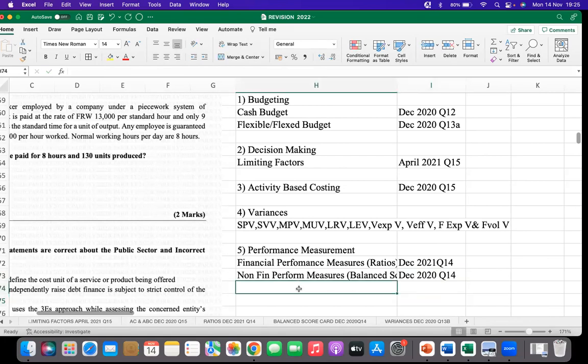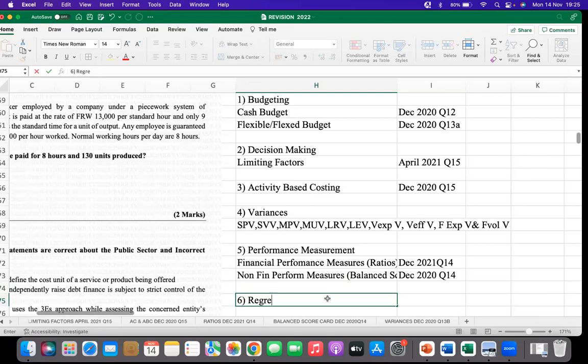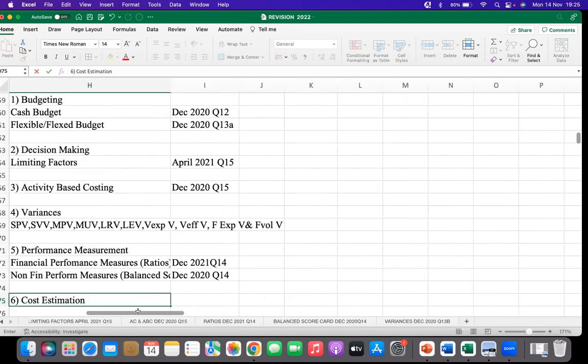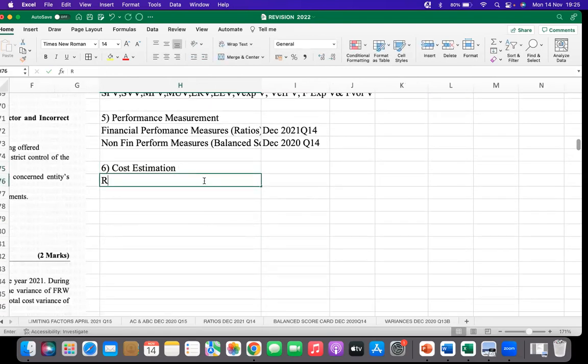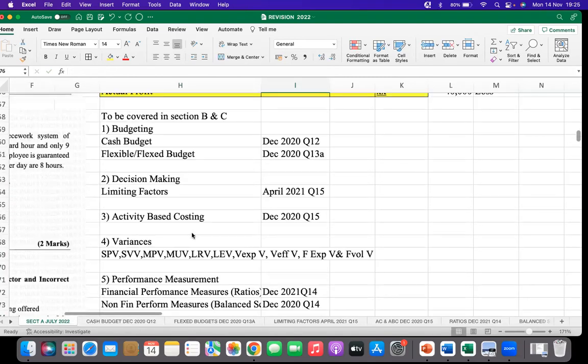Next, we will look at regression analysis under cost estimation. Last time, I think they said high-low method. It is not on performance measurement. Number six, we will look at cost estimation, and we will focus on regression analysis. I hope you know how to cover the high-low method. Under regression analysis, I've still not identified the question we will do. So that is what we want to cover.